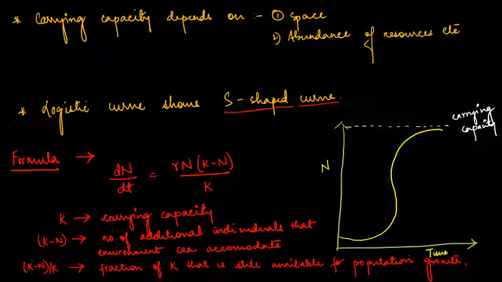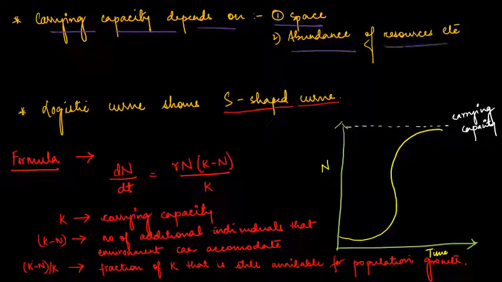Logistic growth curve, its carrying capacity depends on space and abundance of resources. The logistic curve shows an S shape. Initially, up to here, this is the exponential growth curve because the population is increasing. This N stands for population size, right? So here the population is increasing. Now this is the carrying capacity. Beyond that, it cannot take the load of organisms. So population growth will start decreasing because the environment will not support them. They develop environment resistance.